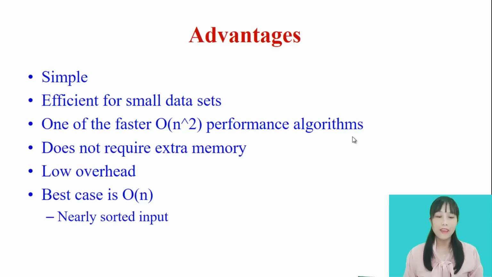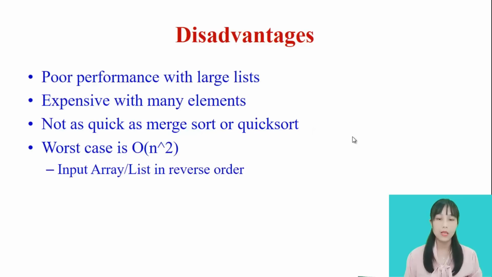Okay. Advantages: simple, efficient for small data sets, one of the faster O(n squared) algorithms, does not require extra memory, low overhead, best case O(n) for nearly sorted input. Disadvantages: poor performance with large lists, expensive with many elements, not as quick as merge sort or quick sort.